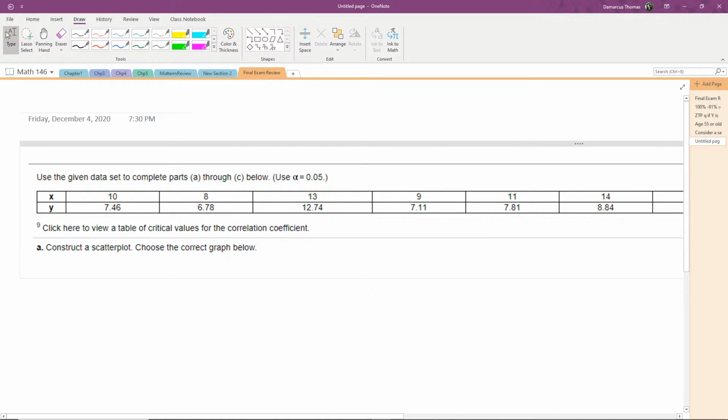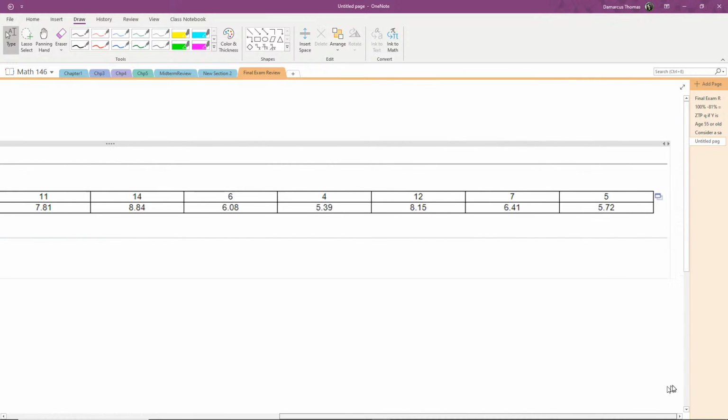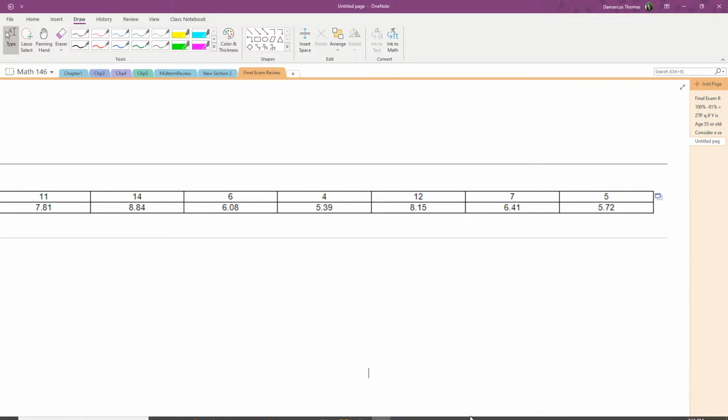And let's see if we can reshape this a little bit, right? So, well, it's because it's pasted as an image, it may be hard to do that. But this is the data.